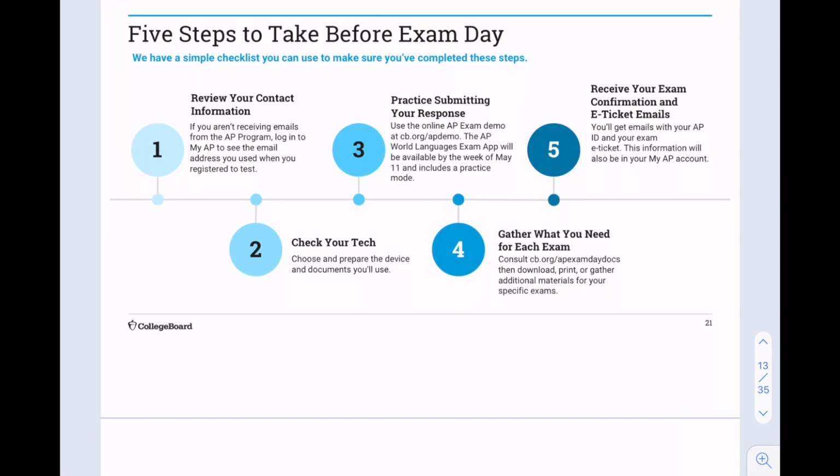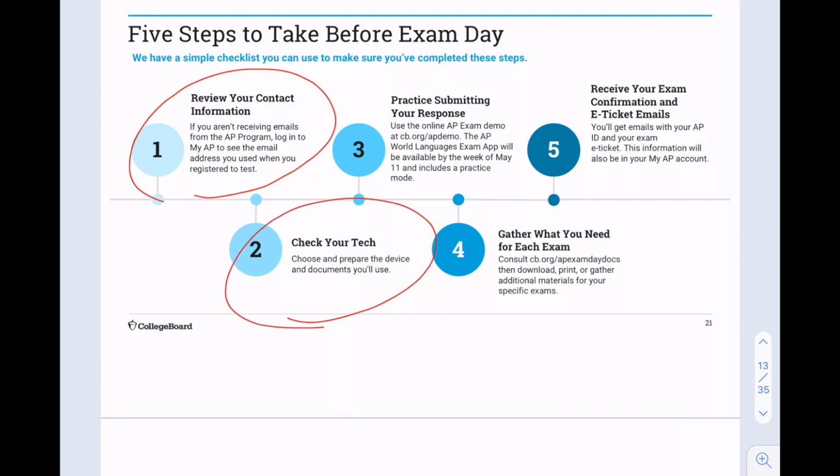Step number 1, review your contact information. So check that you're getting your emails. So get on collegeboard.com, go to, I think it's up at the top right, at least on my screen it is, your name, check what email you have set up, and make sure that everything's set up correctly.